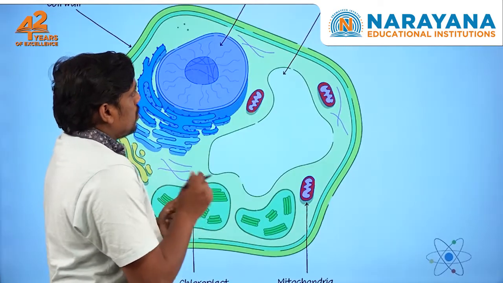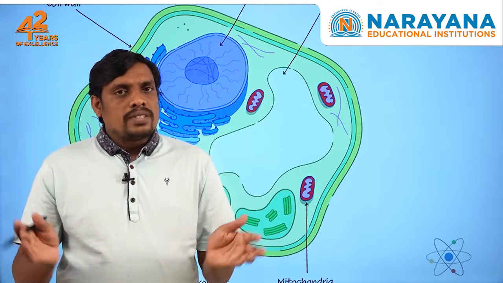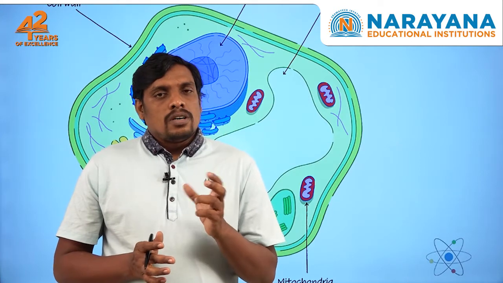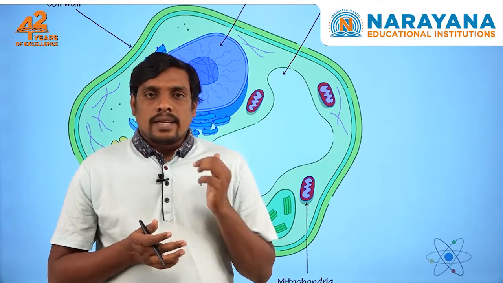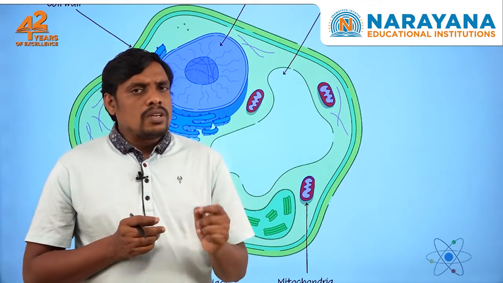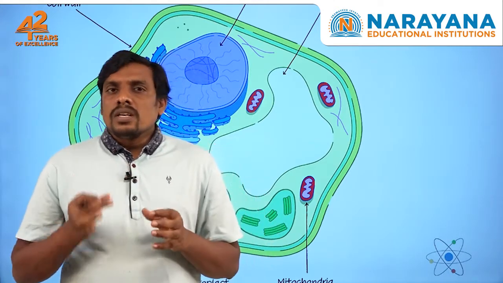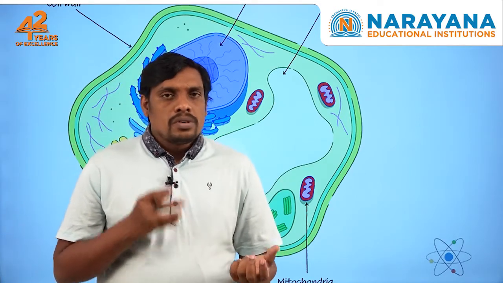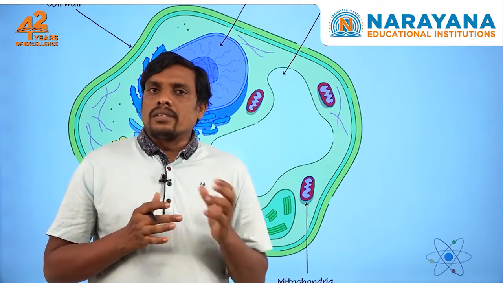If you see the cell wall, it is the outermost layer of the cell. The cell wall is present around plant cells, and also around bacterial cells. That cell wall is a typical structure made up of cellulose and hemicellulose. What are cellulose and hemicellulose? They are biochemical components that are present in the cell walls of plants and in the cell walls of bacteria.